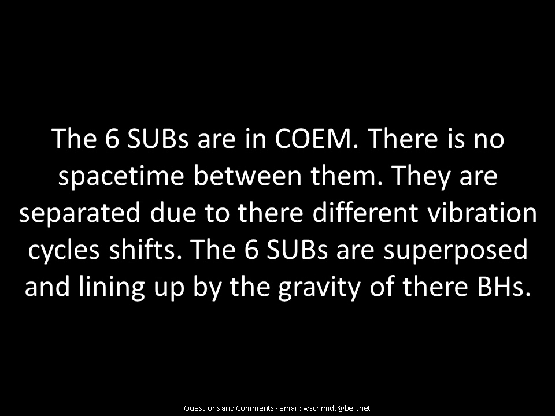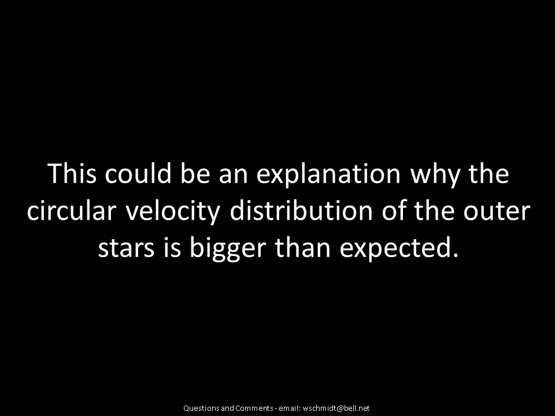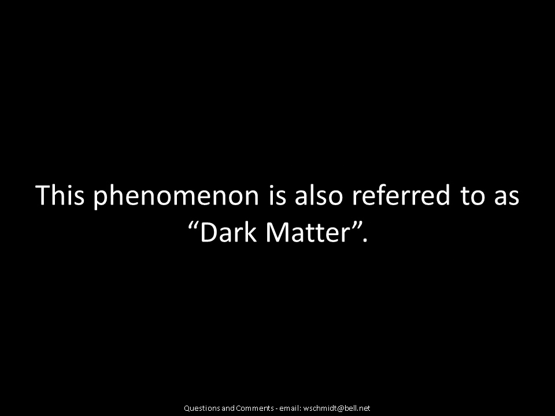The 6 subuniverses are in COEM. There is no space-time between them. They are separated due to their different vibration cycles shifts. The 6 subuniverses are superposed and lining up by the gravity of their black holes. Because there is no space-time in the black hole's singularities. This could be an explanation why the circular velocity distribution of the outer stars is bigger than expected. This phenomenon is also referred to as dark matter.